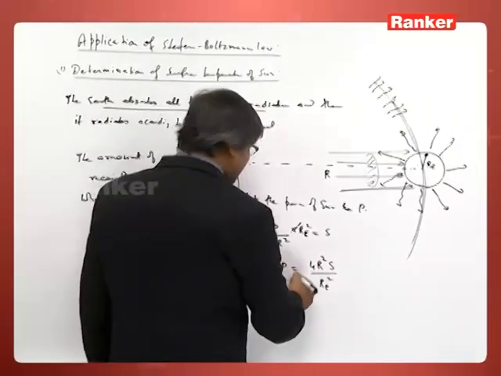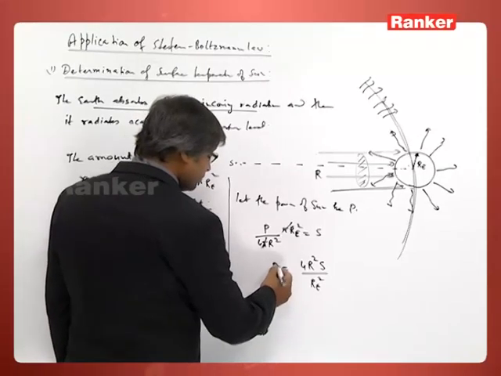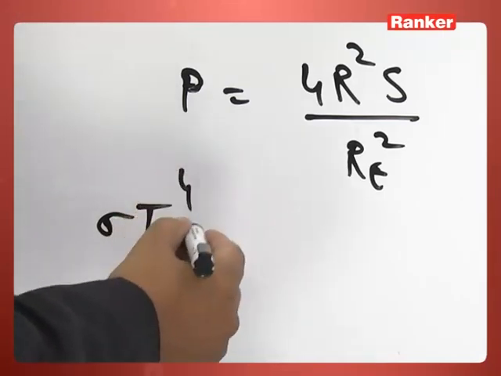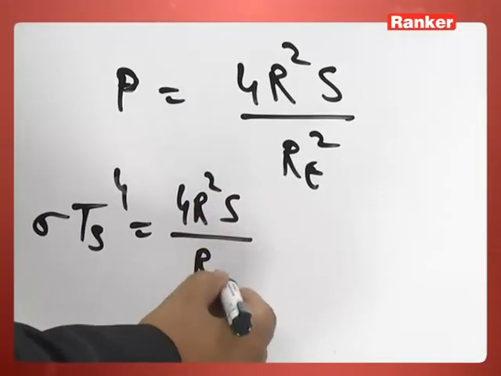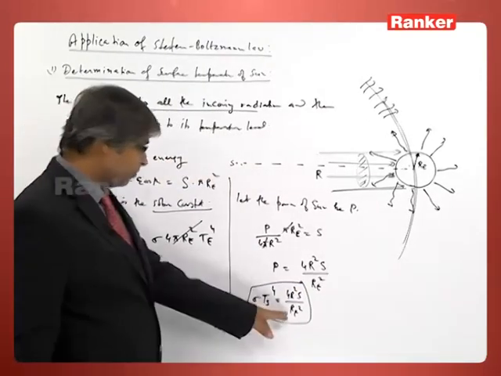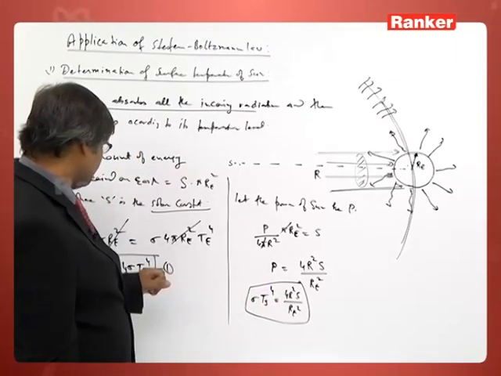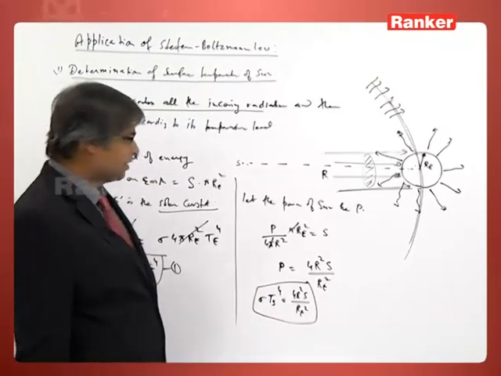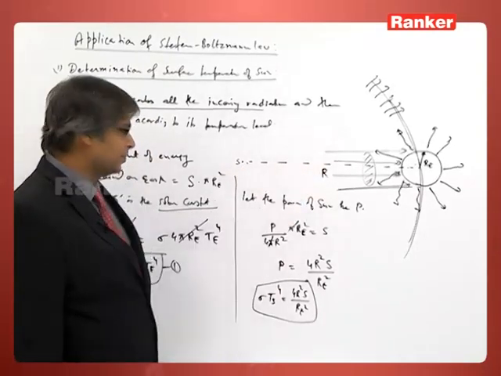Now the power radiated by the sun will be given by sigma T sun to the power 4, which is equal to 4 r square S by Re square. So radius of earth will be required here, and this can further be simplified if I calculate how much solid angle the sun subtends on earth.